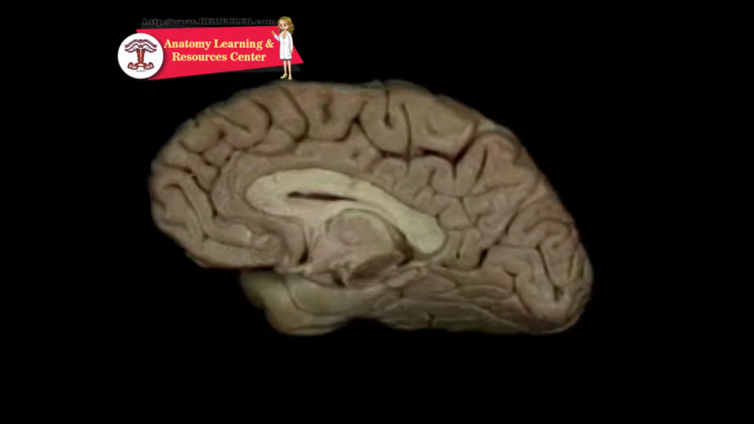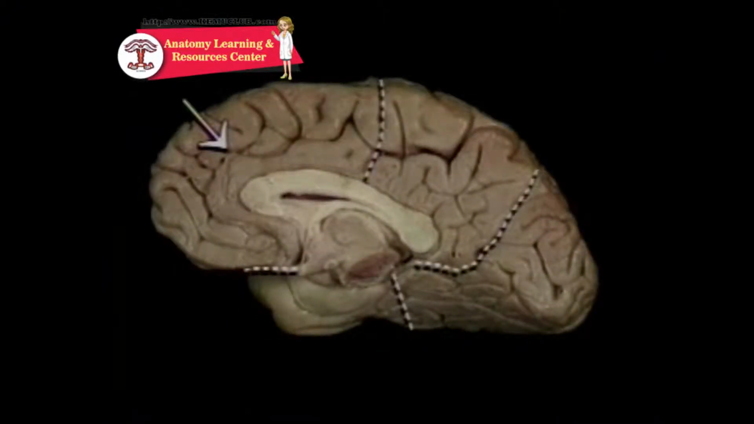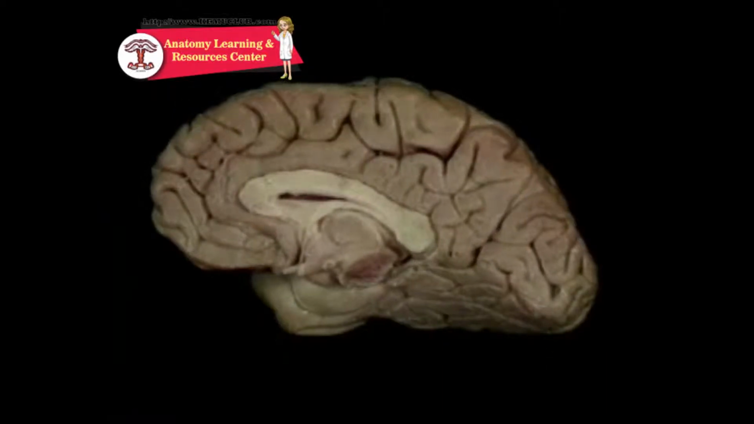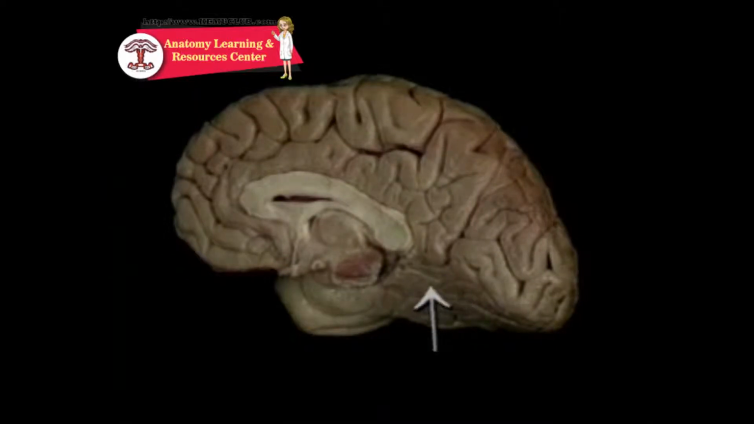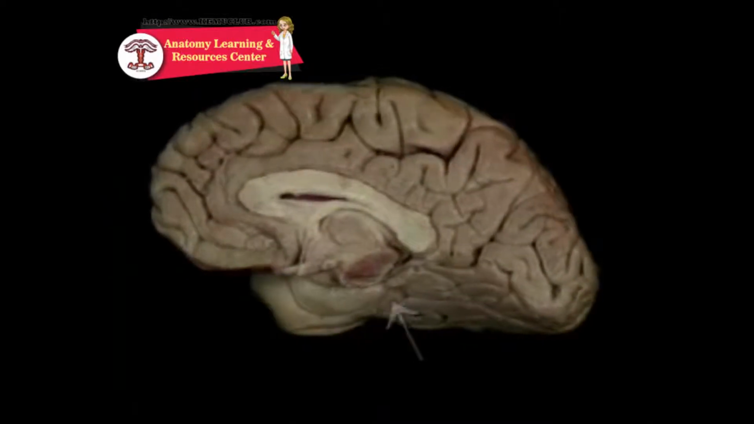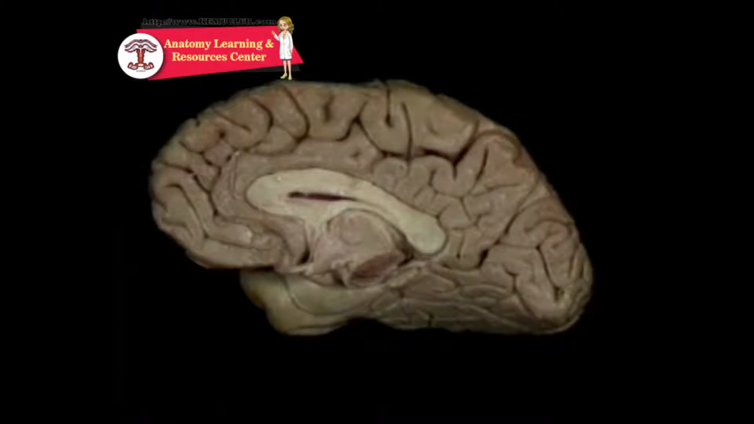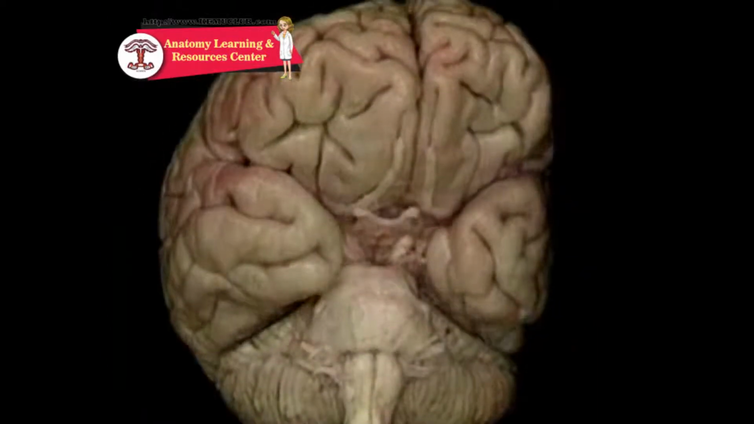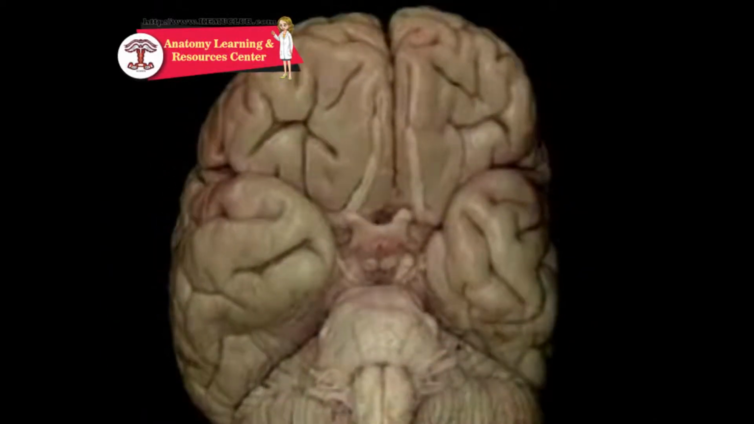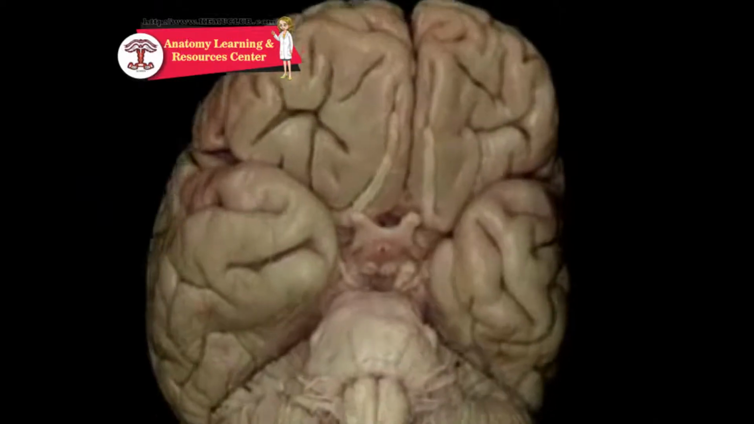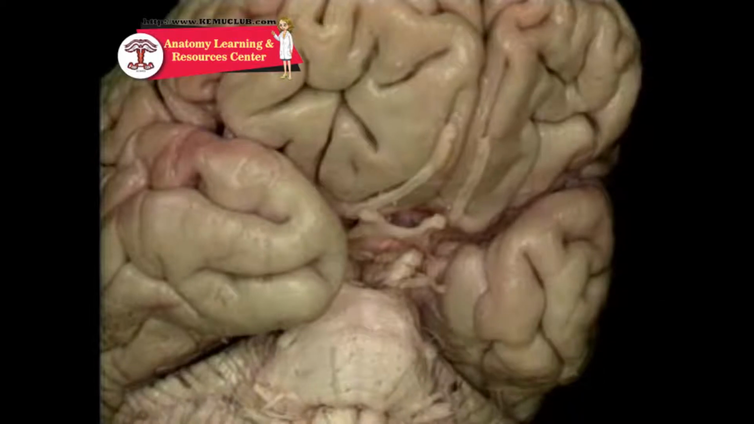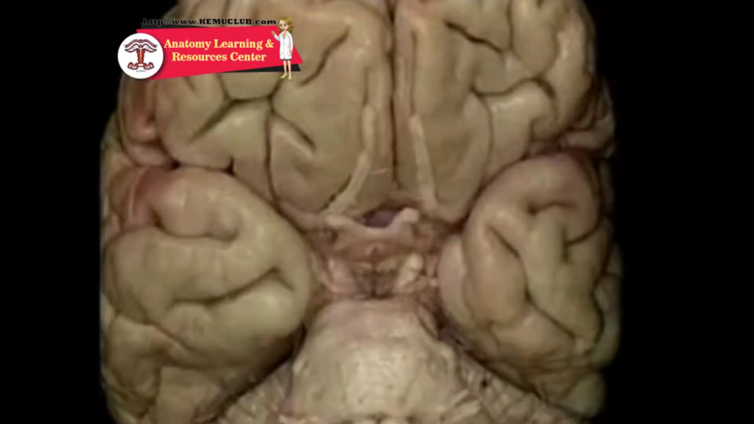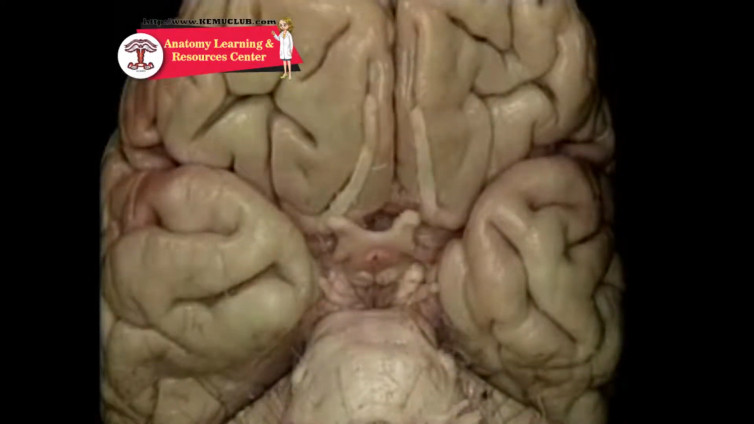Here are the four lobes on the medial surface: frontal, parietal, occipital, and temporal. The sloping underside of the occipital lobe conforms to the upward slope of the tentorium. Here are the two temporal lobes, seen from below. This part of the tip of the temporal lobe is the uncus. The uncus lies just above the tentorial incisure, which is here.